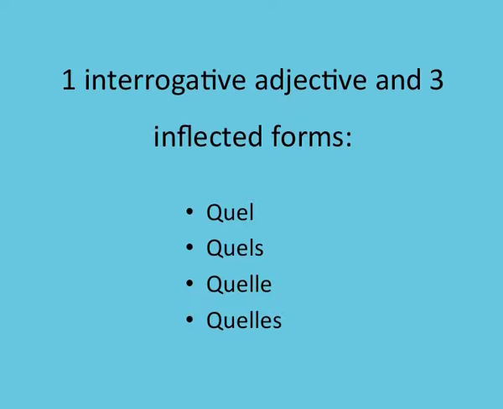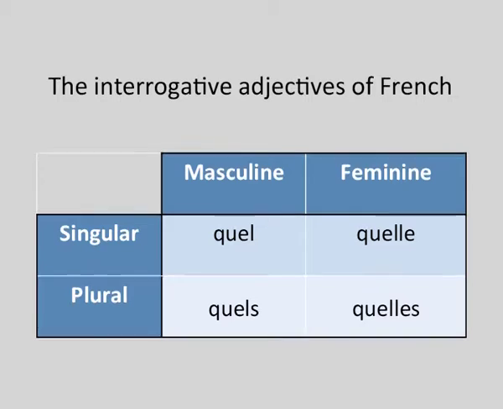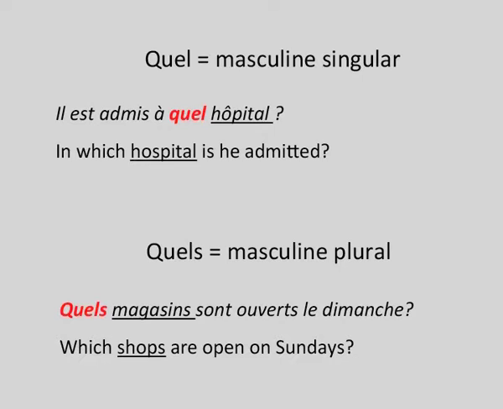So altogether, there are four interrogative adjectives in French: quel, quels, quelle, and quelles. As you may have noticed by now, every adjective is affected by the gender and the number of the noun it modifies. Hence, the four inflected forms are masculine singular and plural and feminine singular and plural. Quel, quels, quelle, quelles. Let's see each form separately.